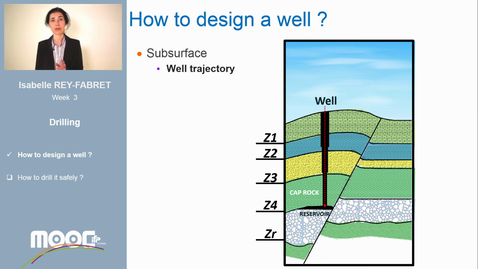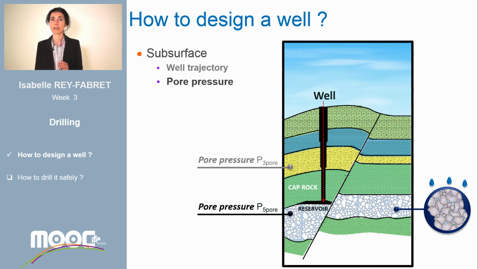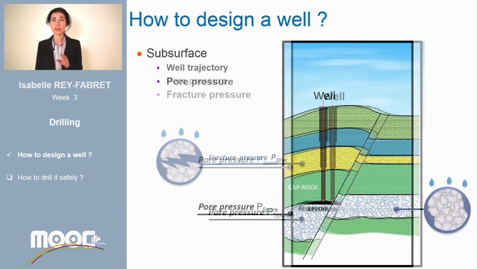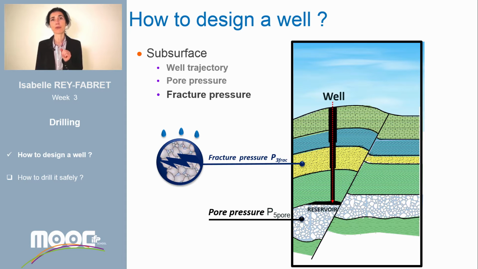Let's detail the description of the subsurface. For each formation to be drilled, there are two characteristics that need to be known accurately: pore pressure and the fracture pressure. Pore pressure is the pressure of the fluid within the grain of the rock. It depends on the depth of the formation and on its nature, sandstone, shale, etc. The fracture pressure corresponds to the minimum pressure to be applied on the rock to generate a fracture.